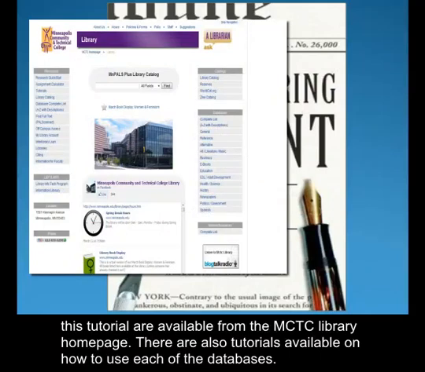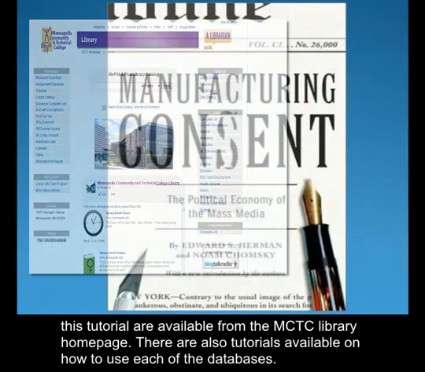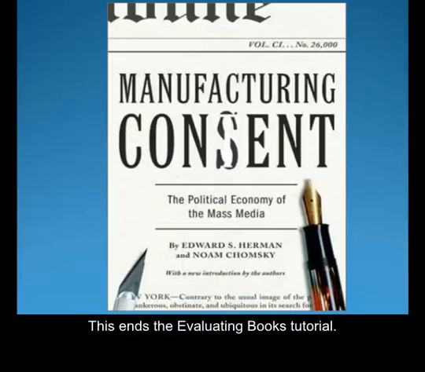There are also tutorials available on how to use each of the databases. This ends the Evaluating Books tutorial.